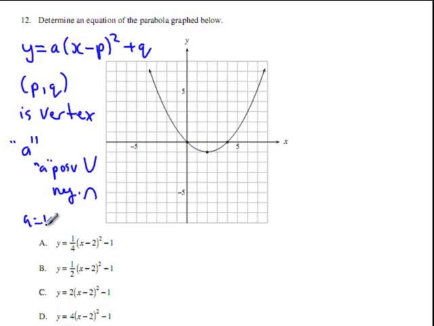For a equals 1, the method of differences says we start at the vertex and go over 1, up 1, over 1, up 3, over 1, up 5. So those points there would determine the shape of it, and then it would be symmetric over there. Now clearly, the parabola that we have here is wider than that.